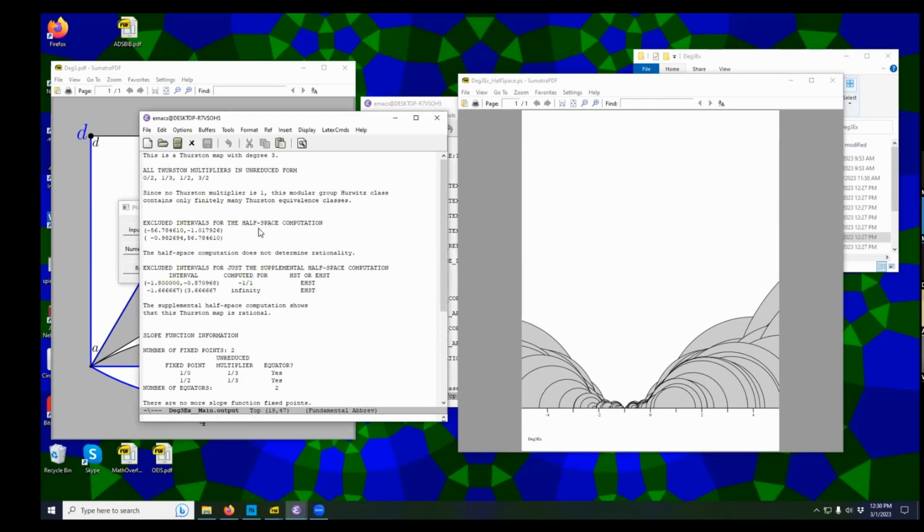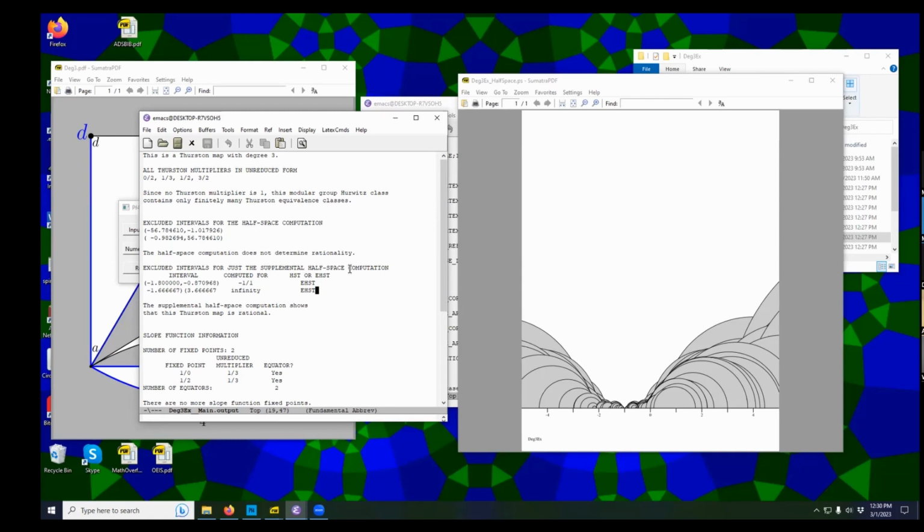This is numerical data for the same thing. So we see that there's an issue at -1. The half spaces are giving us an interval from -56 roughly to almost to -1, and then from very close to -1 out to +56 essentially. So they don't cover the circle at infinity. And so the half-space theorem does not determine rationality. We must continue with more computations.